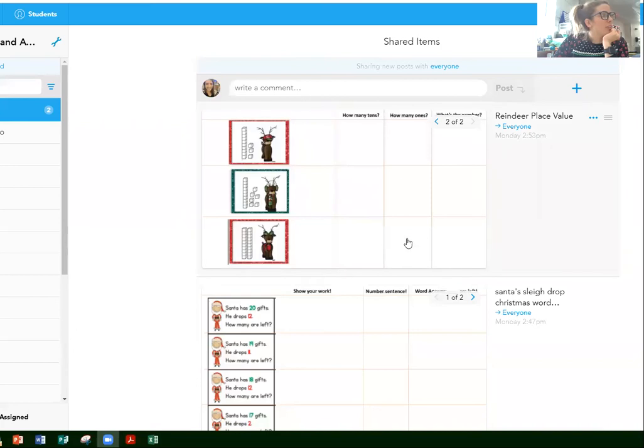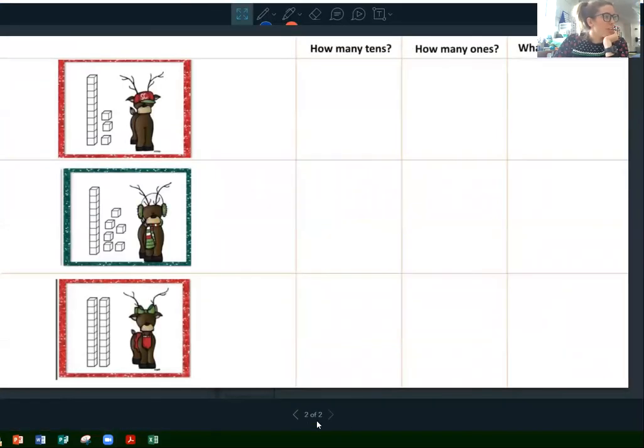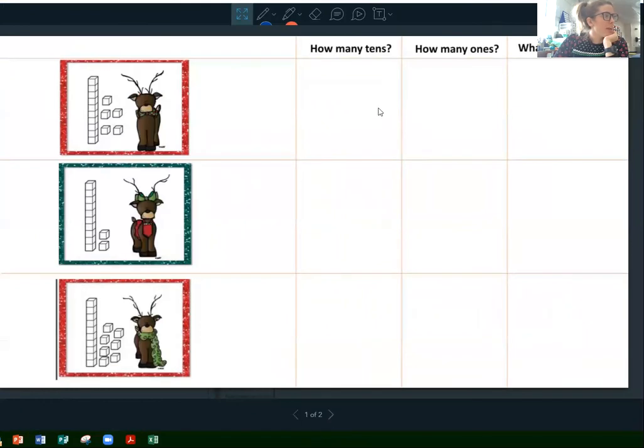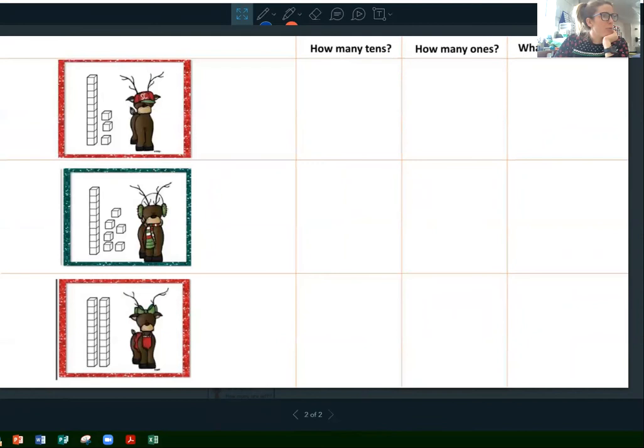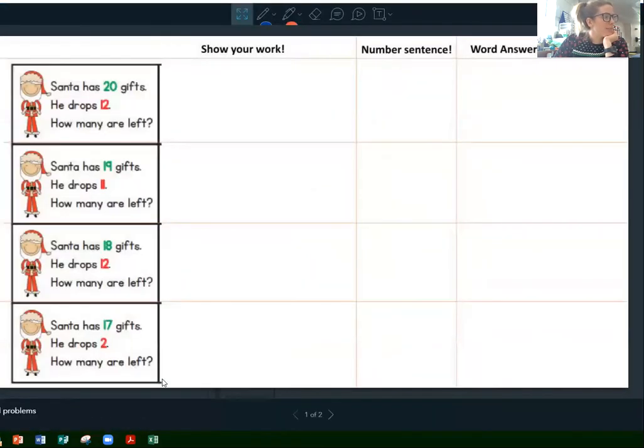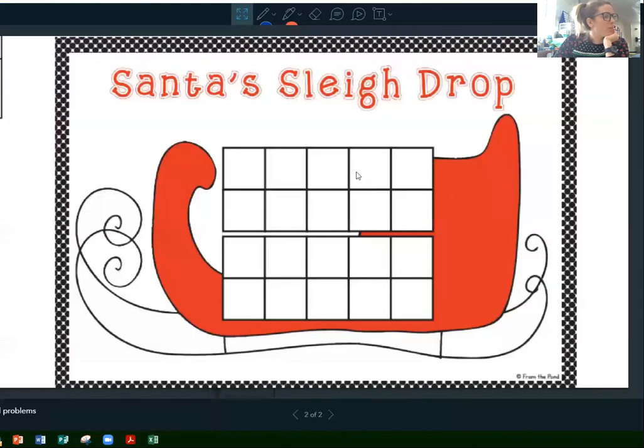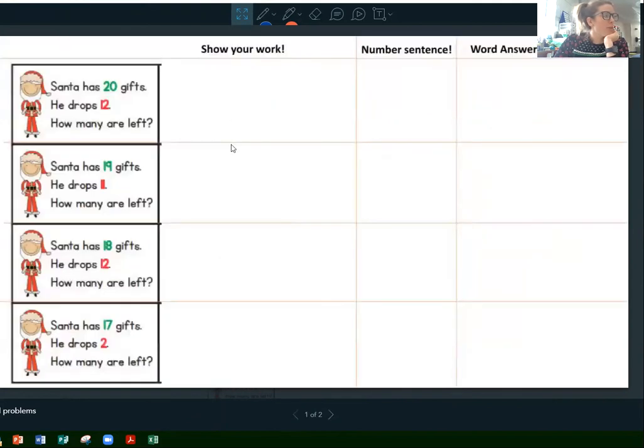We have 2 things to solve, our reindeer place value. There are 2 pages that go along with this, just like we did yesterday. Go ahead and write how many 10s, how many 1s, what's the number. Make sure you solve both pages. And then we have 4 story problems with Santa. You can use the sleigh over here. So you can do the sleigh to help you solve, or you can show your work in a different way if you want to use a counting on strategy or a number bond or a different strategy. But show your work, write your number sentence, and write your word answer.